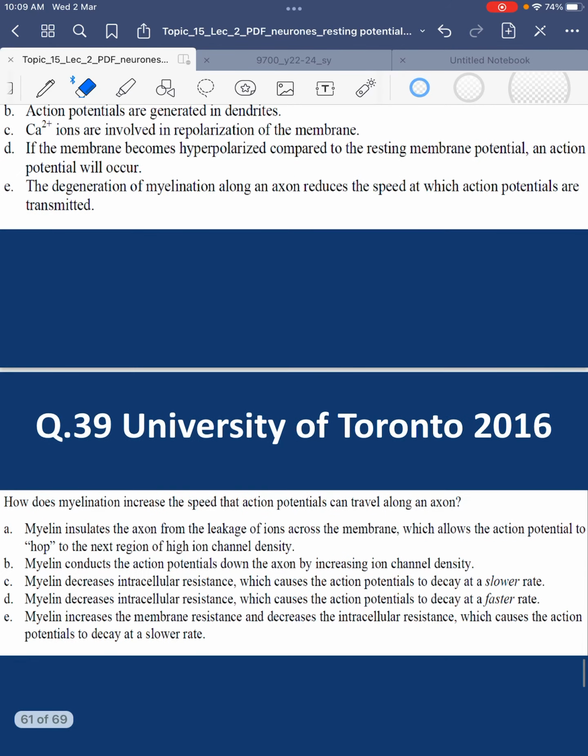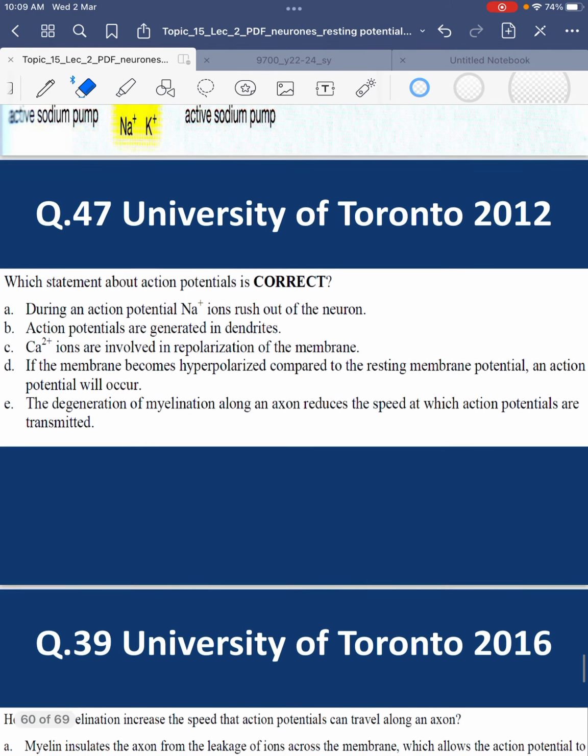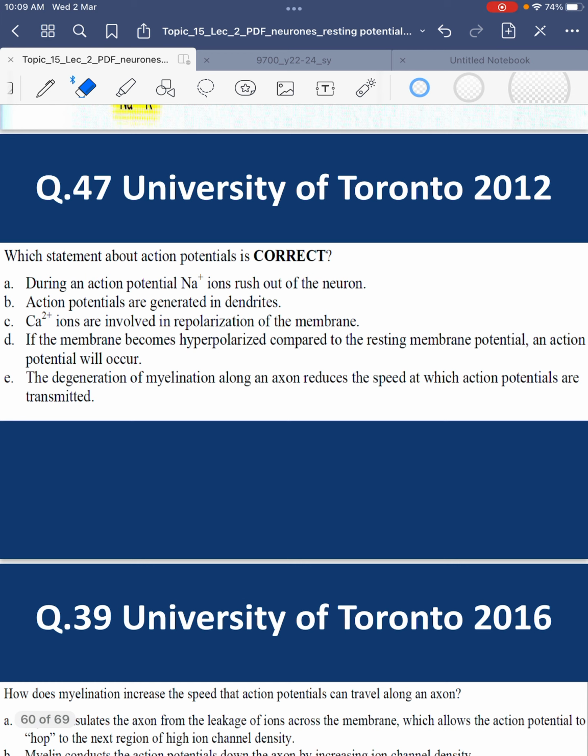You can do this in your own time, this MCQ. Which statement is correct? Action potential, sodium ions rush out, so this is wrong. It should be in. So A is wrong. Action potentials are generated in the dendrites, wrong. They are generated in the cell body. Yeah, the beginning is the cell body.